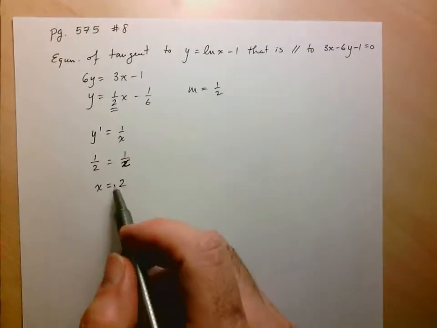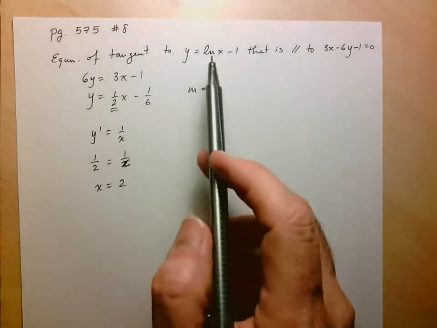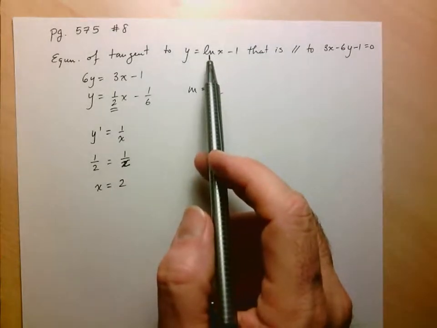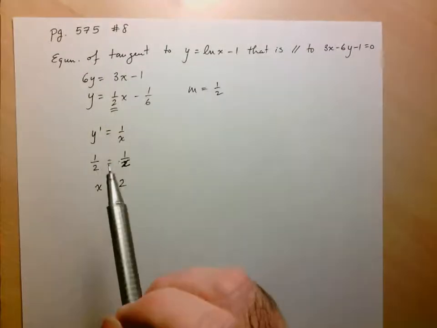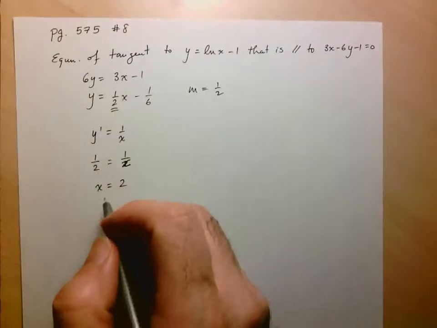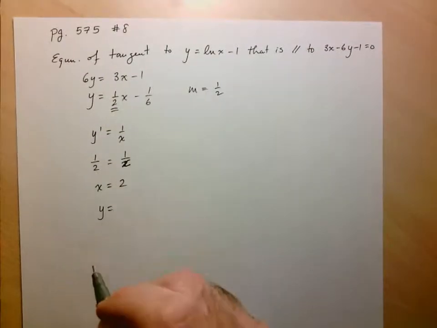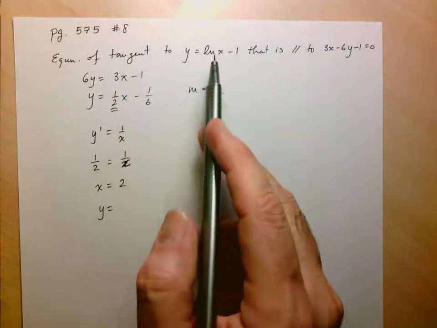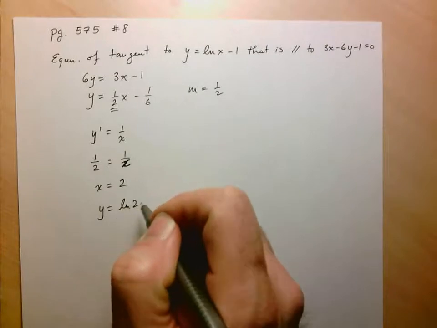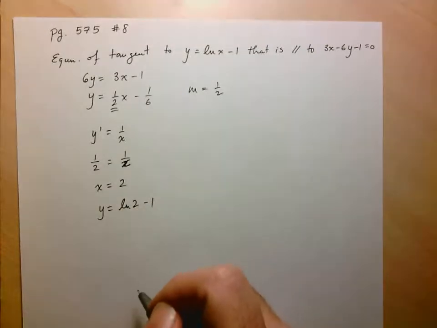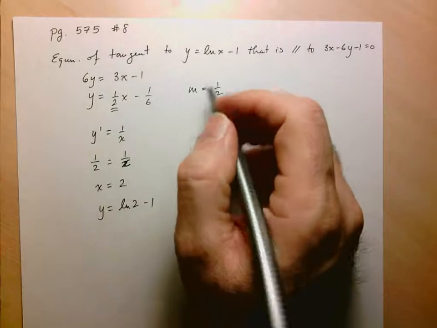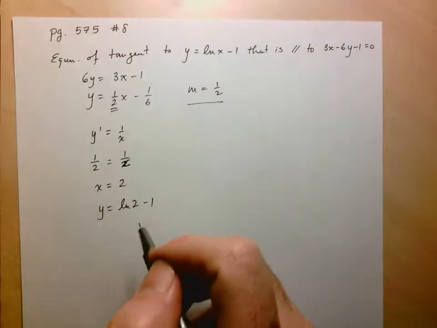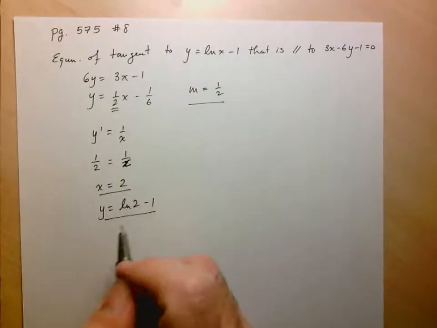So this is the x value of the point on the curve which has the tangent we're looking for, which the tangent also possesses. That means we need to find the y value. Since this point is both on the tangent and the curve, I can use the curve to find the y value. The y value here is just going to be ln 2 minus 1. So we have the three components we need: the slope, the x value of the point, and the y value of the point.